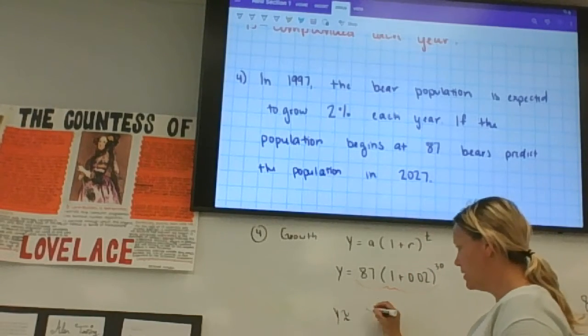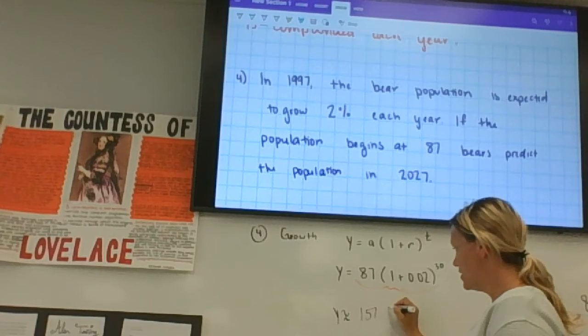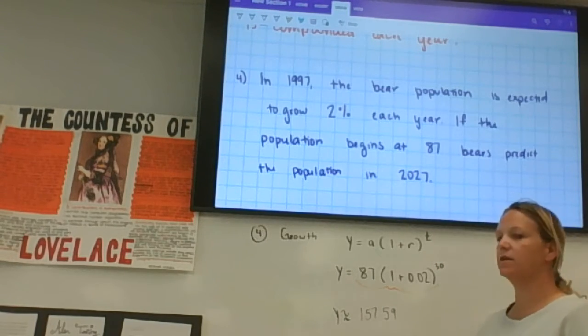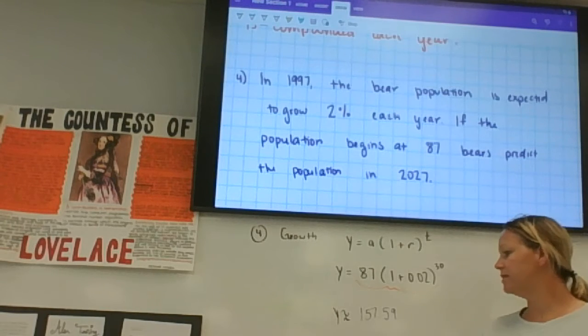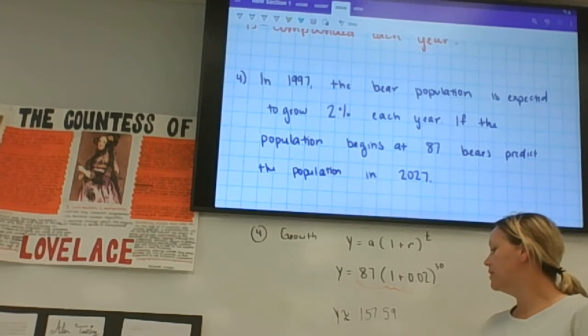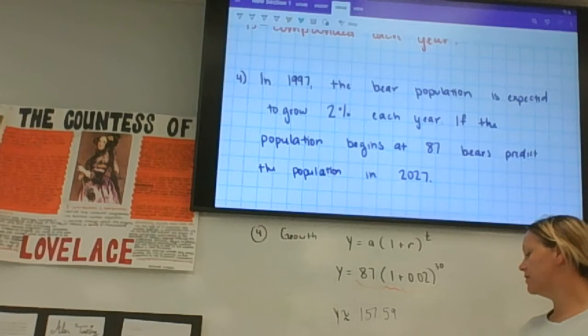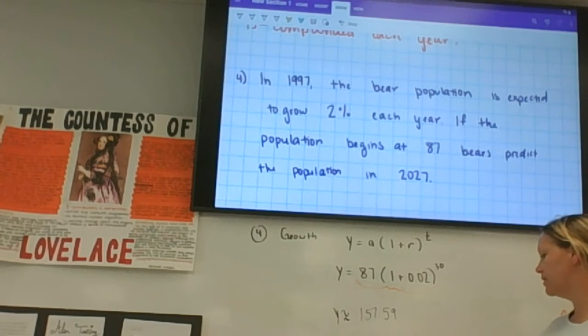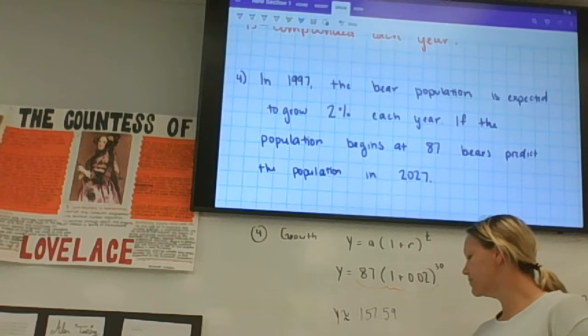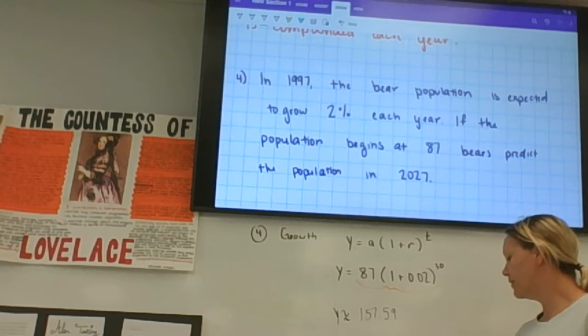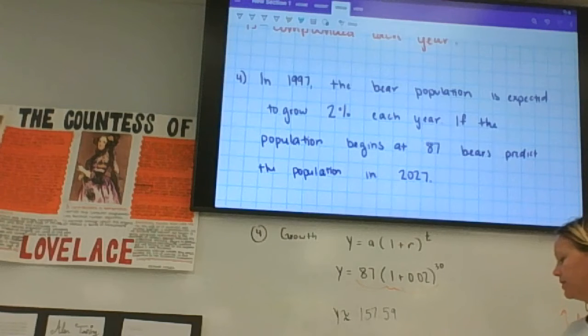So it's approximately 157.59, let's say. So we don't say there's 0.59 bears. We're going to say in 2027, it is predicted there will be 158 bears. Almost doubling the bear population. All right, so now I'm going to do a word problem for decay.